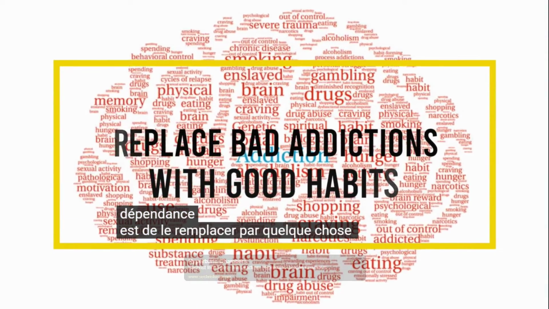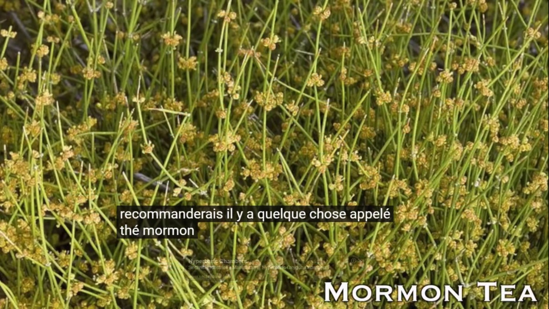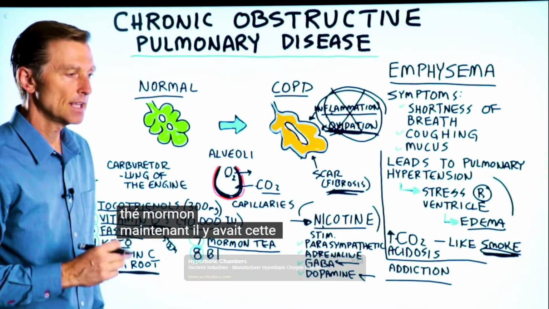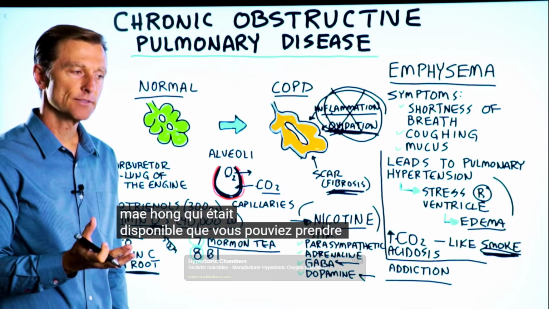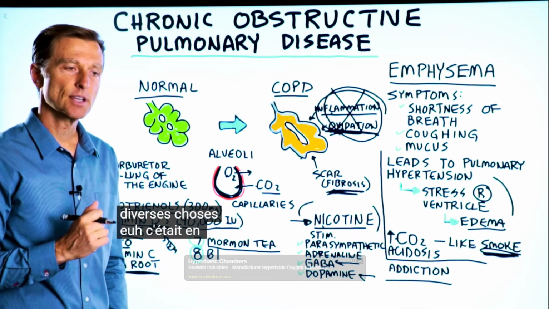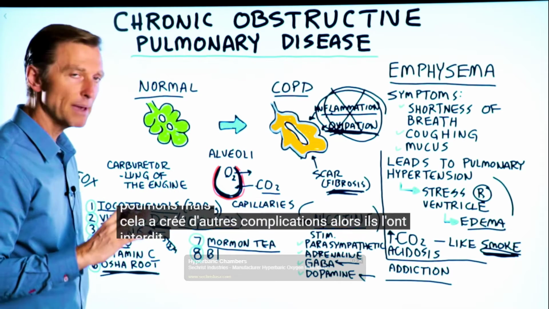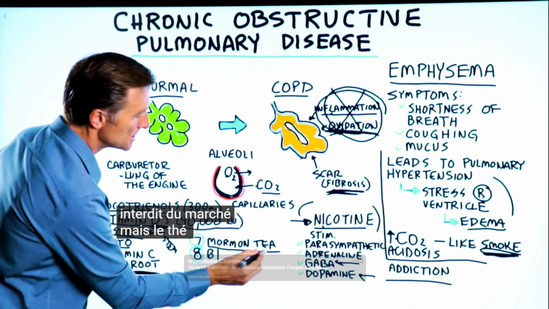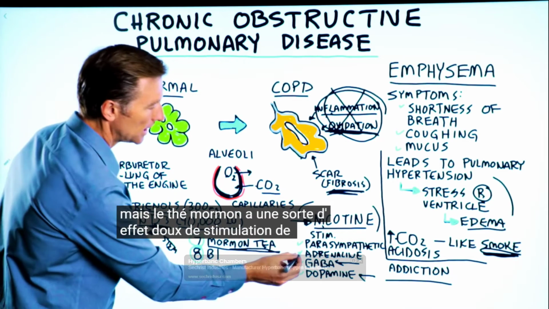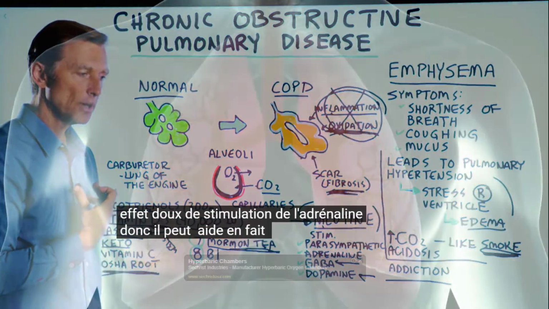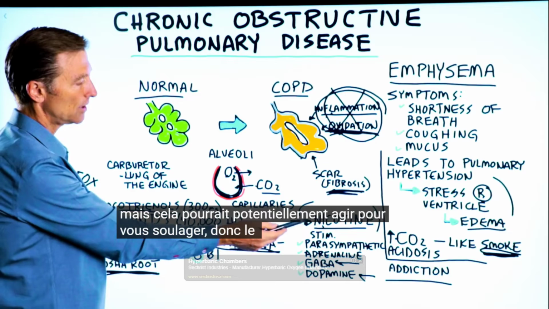The best way to handle any type of withdrawal symptoms or any type of addiction is to replace it with something else. So there's a couple things that I would recommend. There's something called Mormon tea. Now there used to be this herb called mei hung that was available that you could take for various things. It was actually really good for the lungs, but it created other complications, so they banned it from the market. But Mormon tea has a kind of a mild effect of stimulating adrenaline, so it can actually help open up the lungs. It's very mild, but this could potentially act to give you some relief, so the need for this can go down.